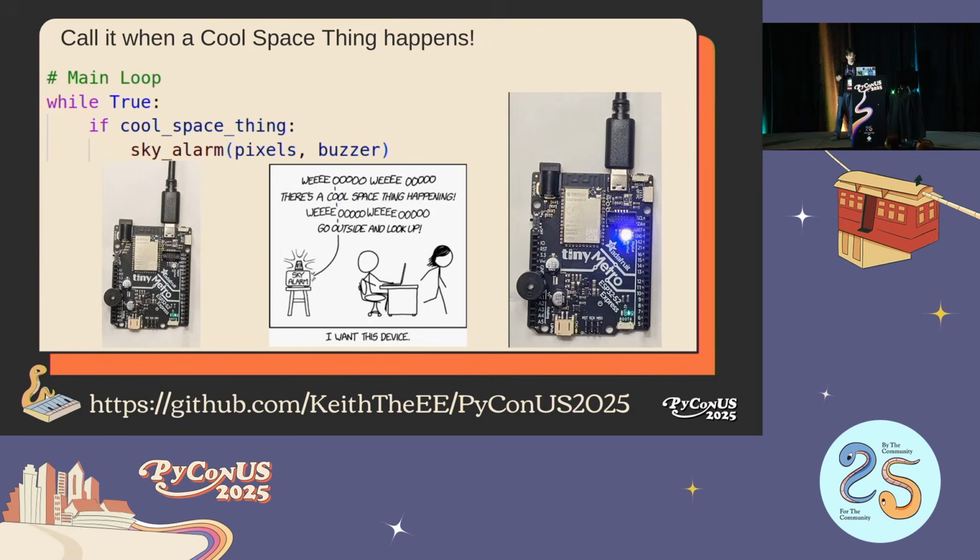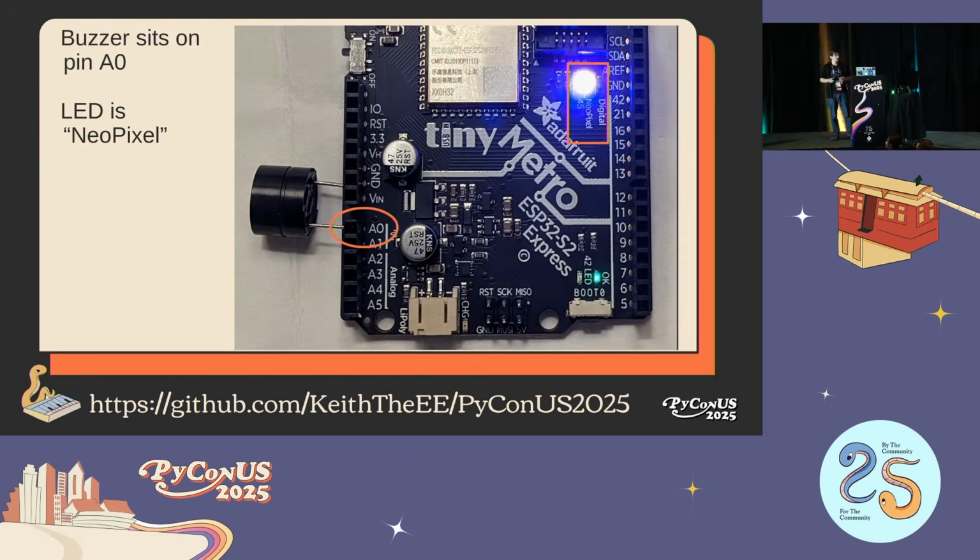Altogether, it looks like this. We've got a little buzzer and a light that's going off whenever a cool space thing is happening, and the buzzer's connected to the pin that we defined as responsible for it, pin A0, and the NeoPixel is the built-in board NeoPixel on there.